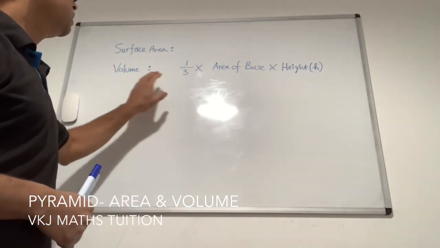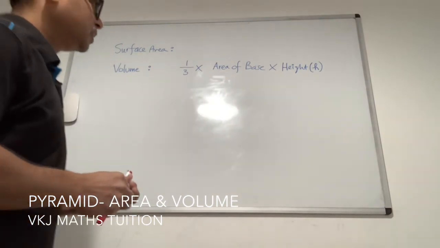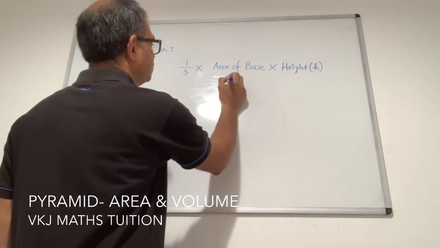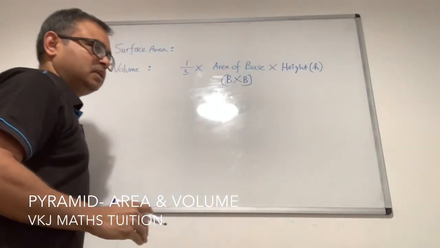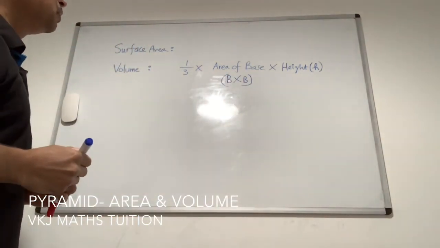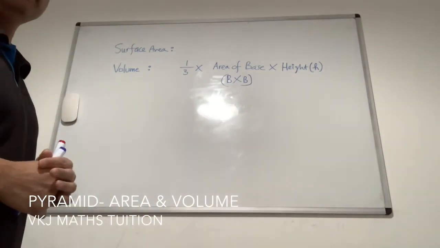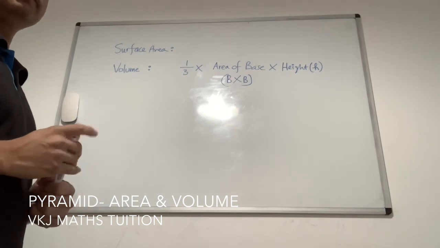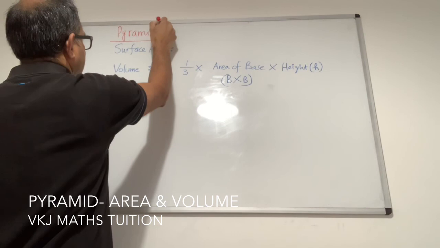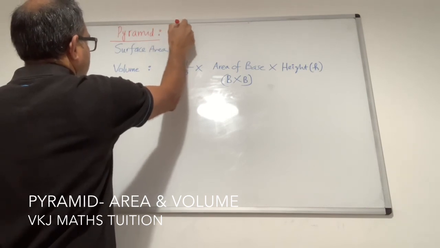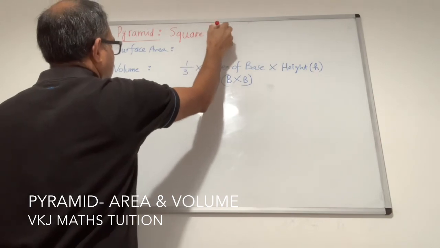So volume is one third of the area of the base, and in this case it would be b square, b into b, isn't it? If the base is given with a dimension of b, so b into b and height multiplied by height. Okay, got that? Yeah. Okay, and we should say it is, as Shreyans is telling, square based. That's what is in your course.